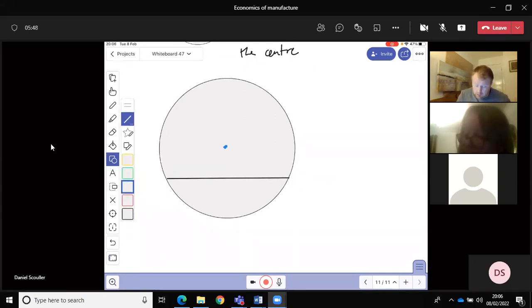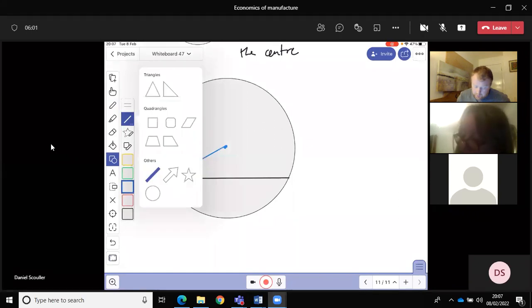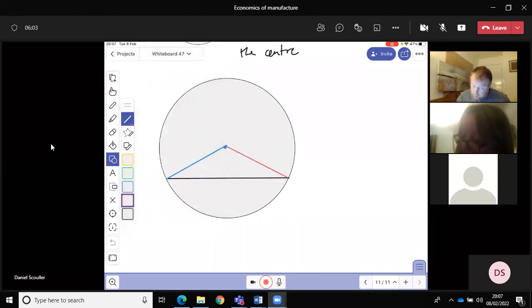Okay, so let's draw that on. The center to where the chord meets the edge of the circle is your radius. And that's either side. So both the blue line there and the red line is your radius.